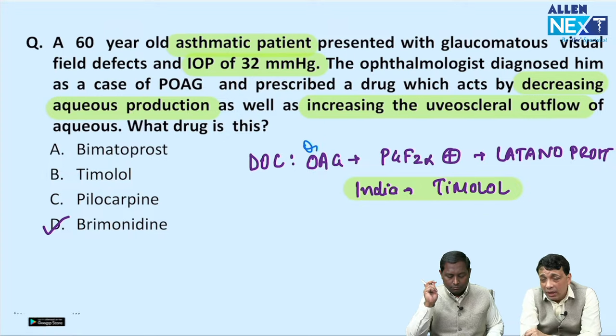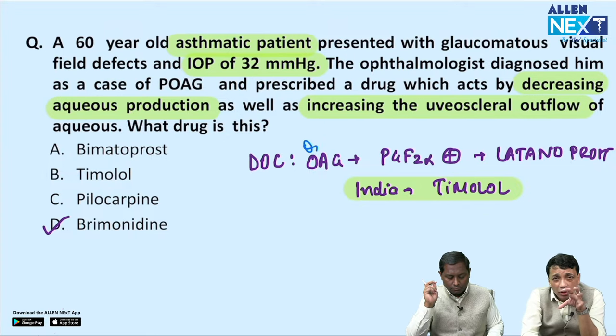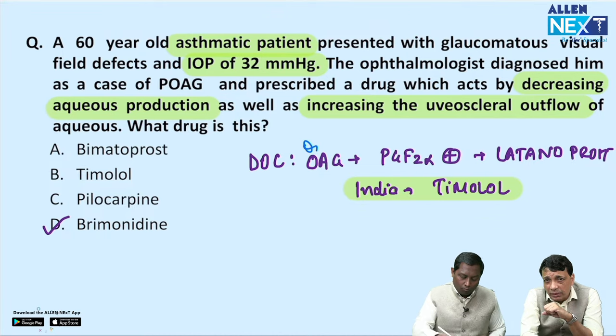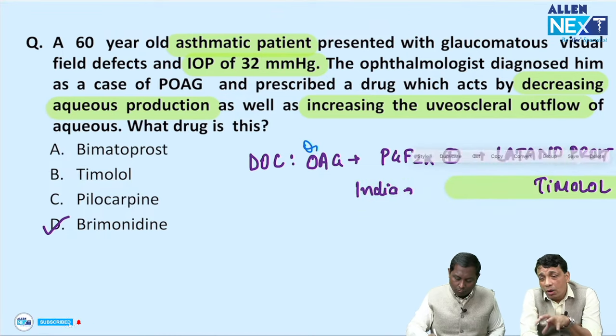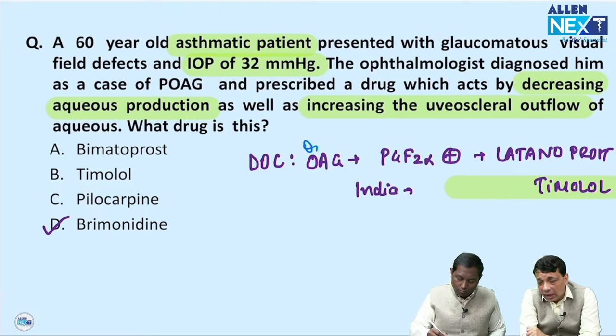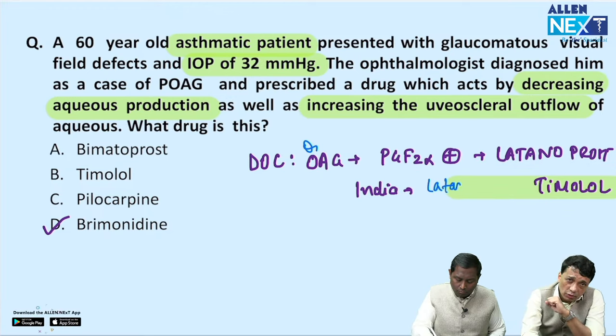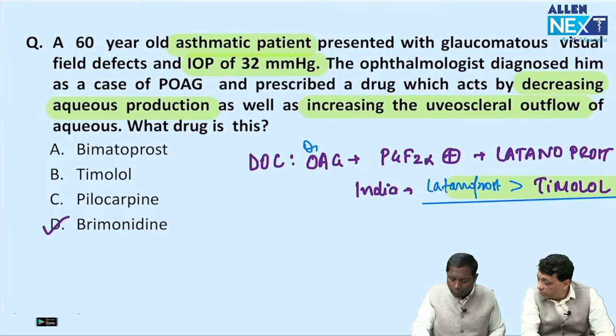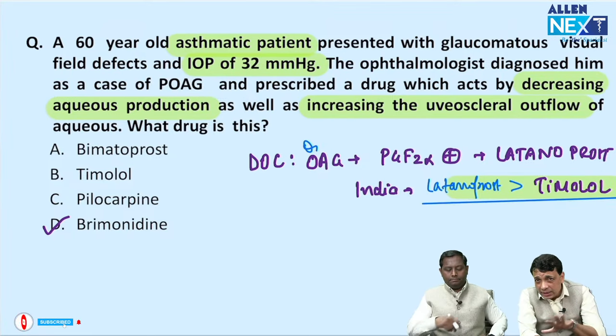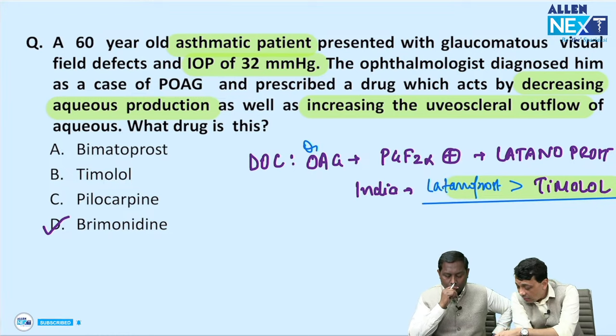So these are very powerful. Bimatoprost lowers intraocular pressure by an average of about 5.6 millimeters of mercury, compared to timolol, which is only about 2.5 millimeters of mercury. However, the cost factor is a lot. In India, we always have to think about cost when we treat a patient. In the OPD, when you are sitting there, you want to prescribe bimatoprost.